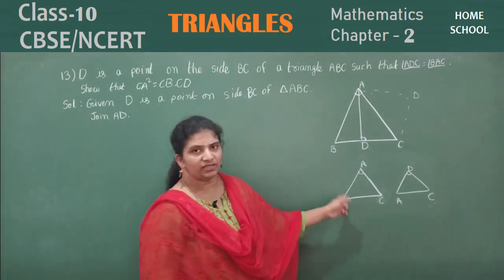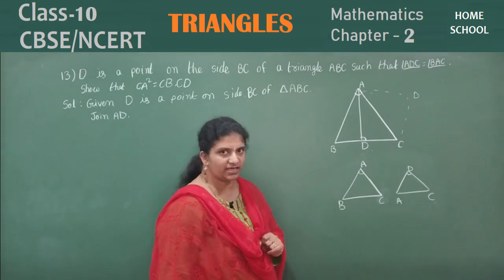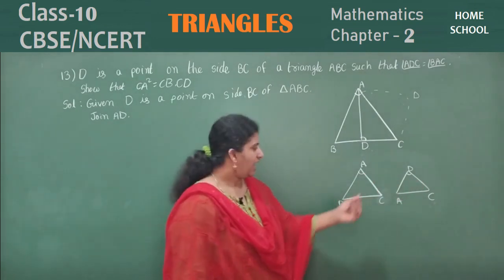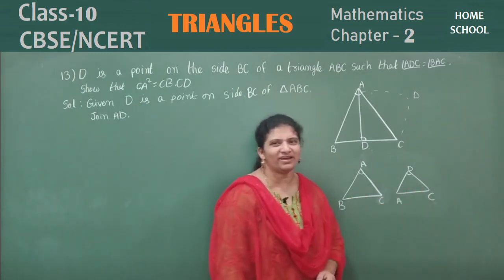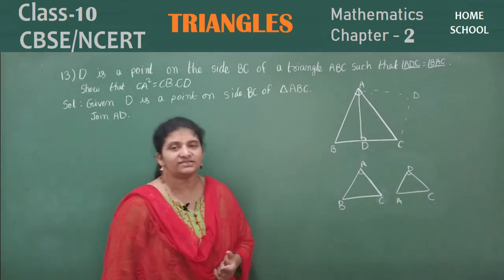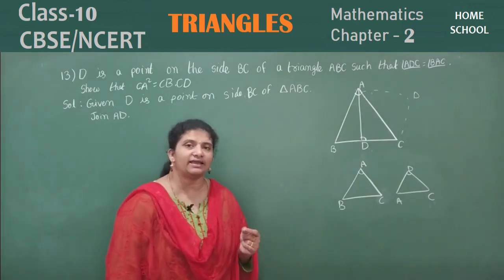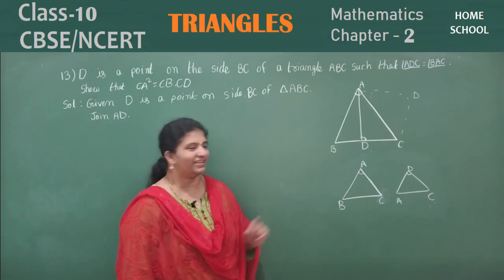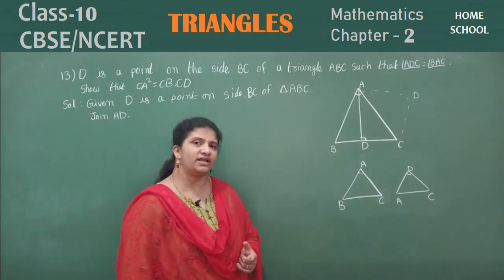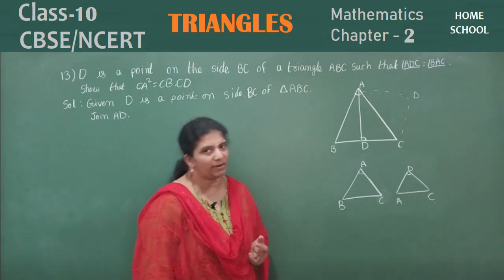Now, compare the two triangles here. Angle A, angle D, given. Angle C, common. Therefore, what can you say, children? The two triangles are similar by the angle similarity criteria. The two triangles are similar. So now if they are similar, then the ratios are in proportion.